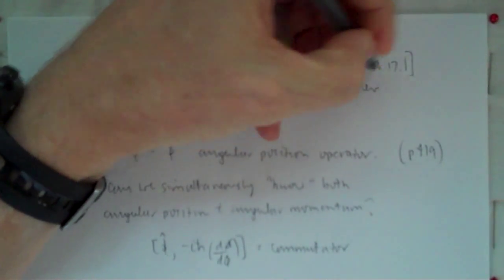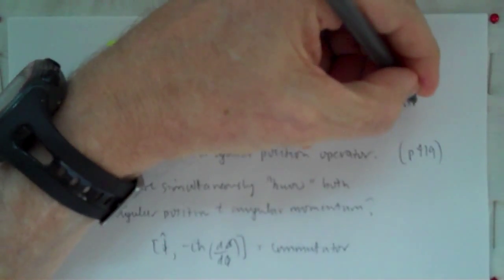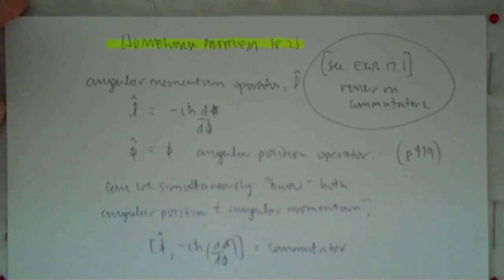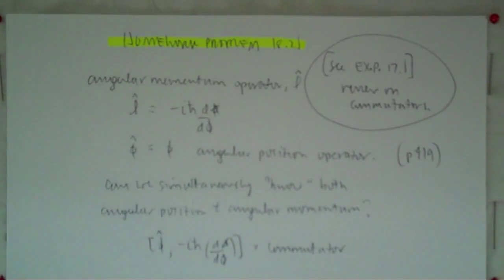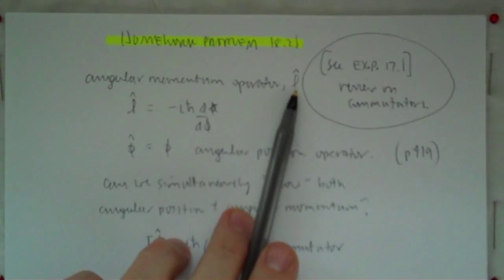By the way, look at example problem 17.1 if you need review on commutators, because this is built very much the same. So, when I look at a problem like this, first, if I haven't looked at it for a while, I need a review, right? What is the angular momentum operator? I go look that up.